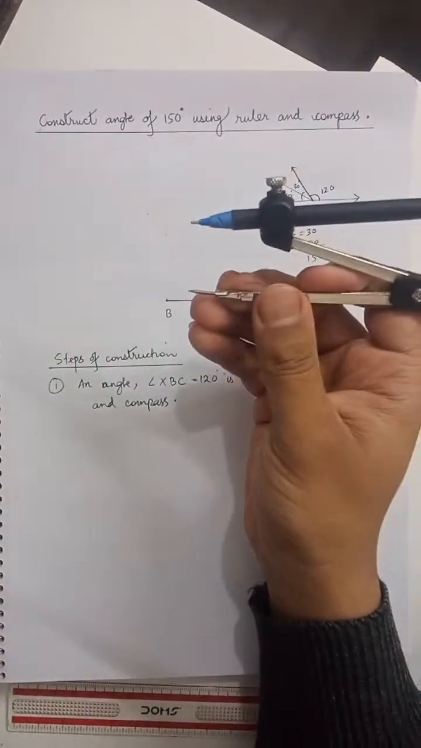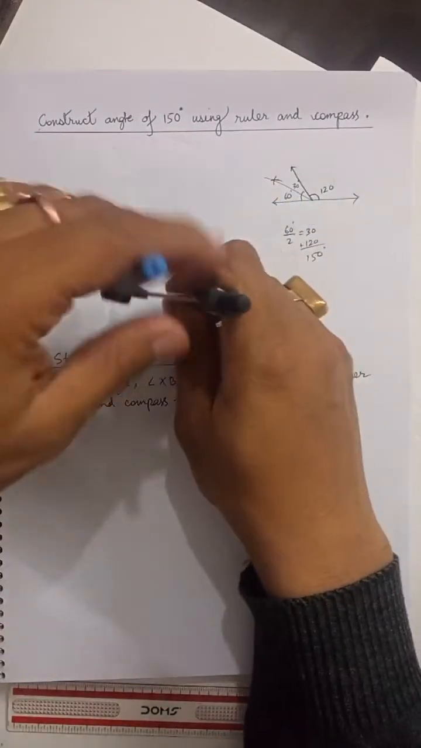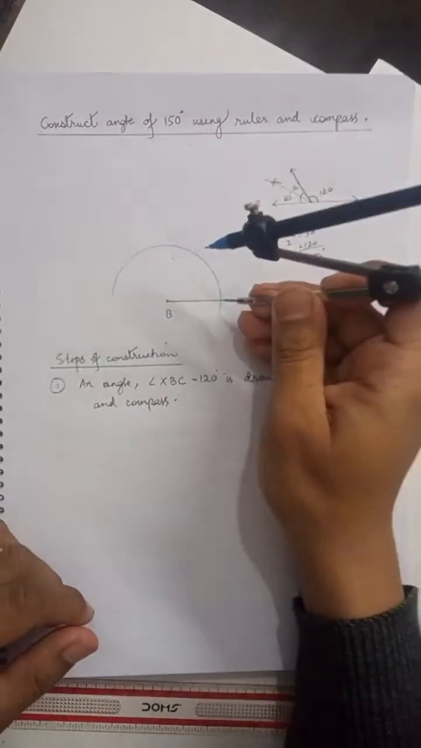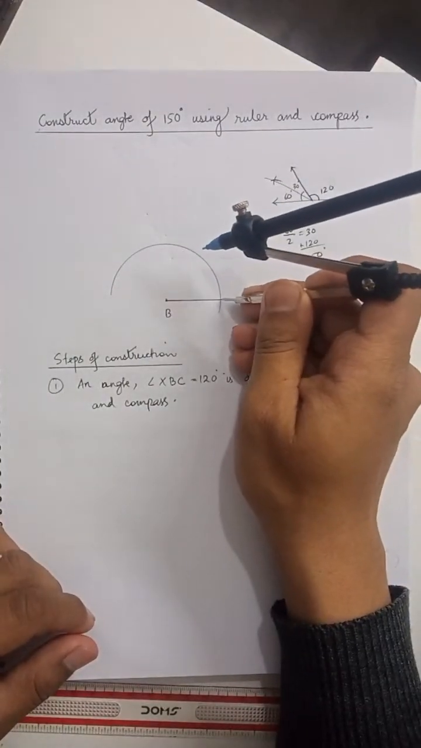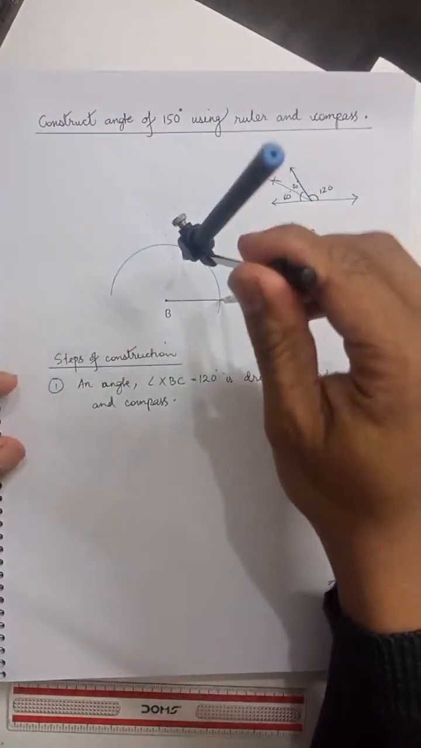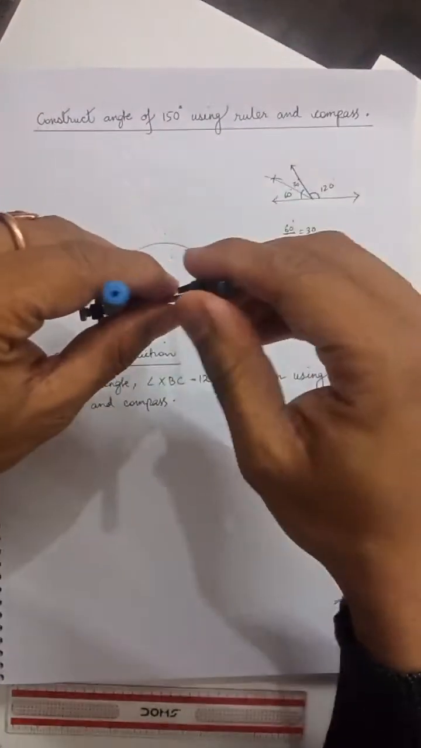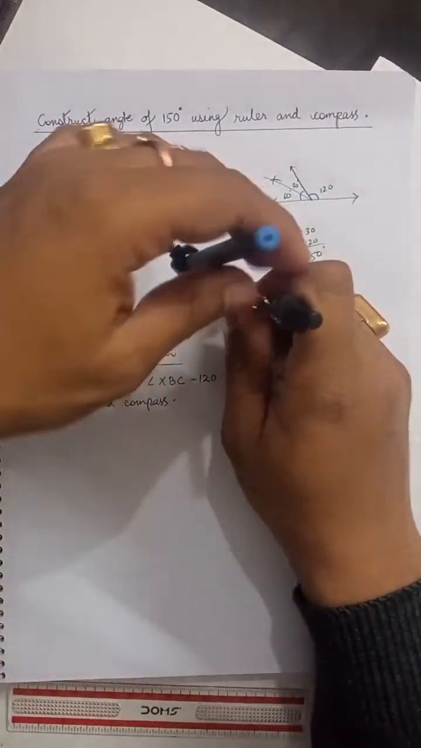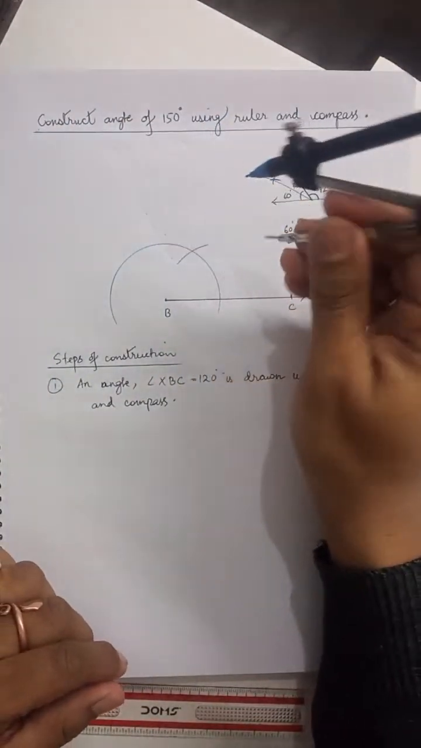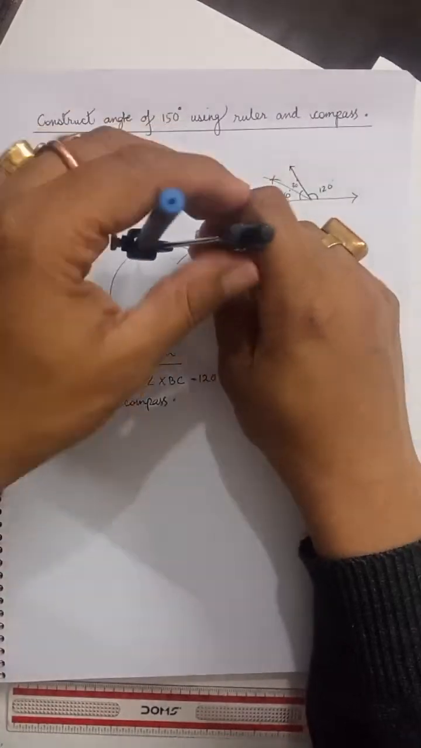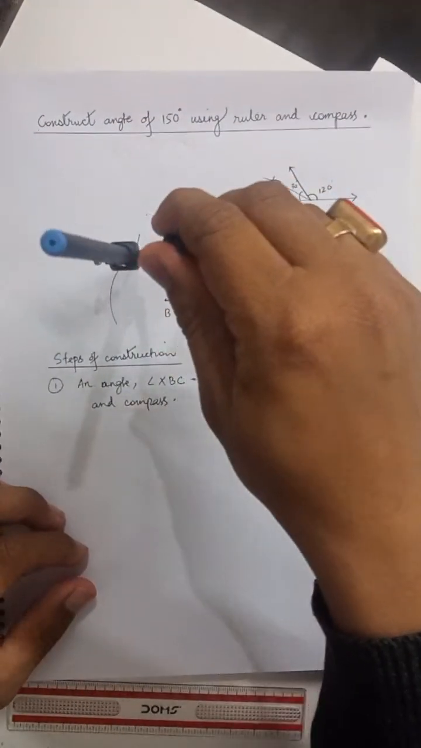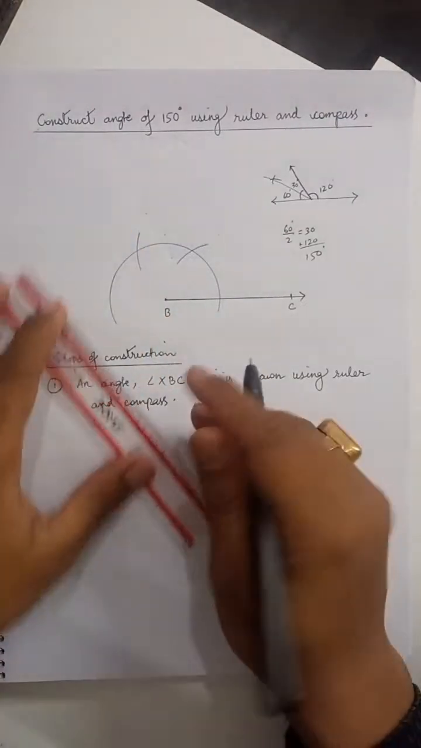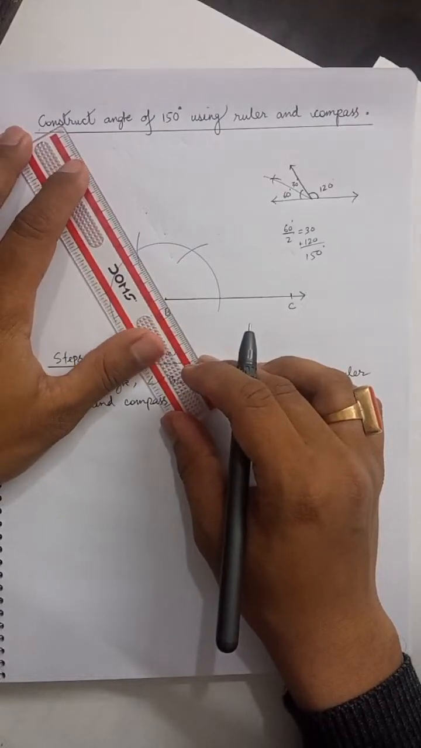Placing the compass tip at the end point of the ray, we will draw an arc. Then without changing the radius, we will draw two more arcs. Let me extend this arc a bit more because we are going to construct one more ray. We'll place the tip here and draw one arc, then place the tip here and draw one more arc. Then we'll draw the ray BX, and we will get angle XBC equal to 120 degrees.